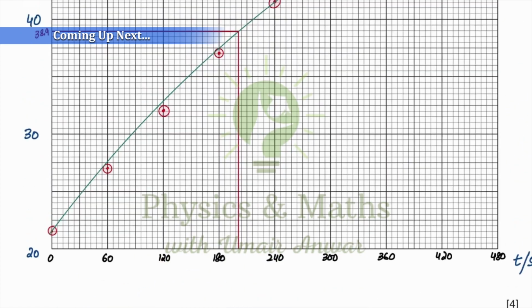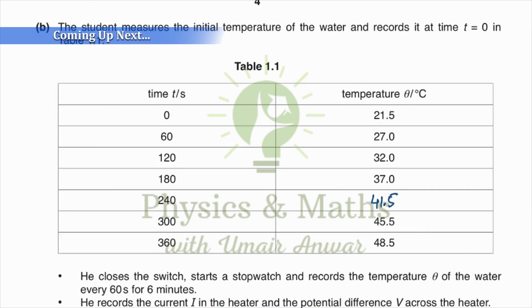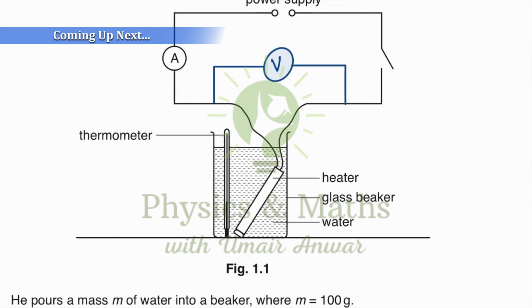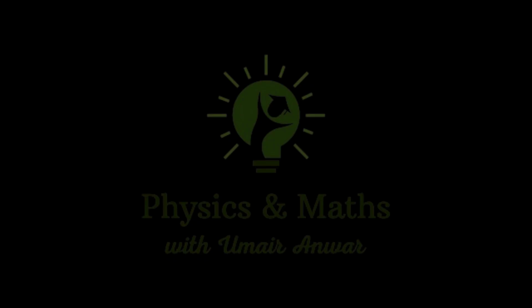So if we examine the apparatus given, we can see that there would be heat loss to the surroundings from the sides of the beaker and from the top of the beaker too. So this could be one reason. The other reason we can see is that the heater is too close or it is touching the base of the beaker, which would also cause some heat loss to the surrounding or to the beaker, and that heat would not be given to the water directly.